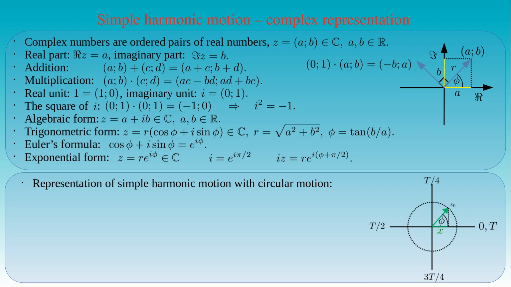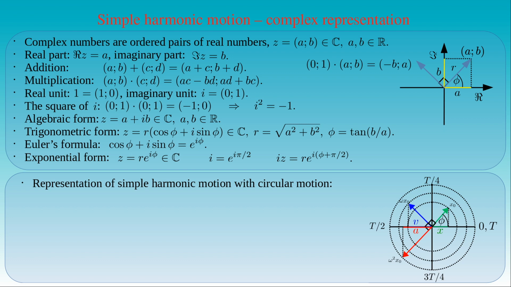The next circle has a radius of omega times x0, which is the maximal speed of the oscillating body. The blue vector represents its velocity, which is perpendicular to the vector representing the displacement. The magnitude of the velocity is given by the projection of this vector onto the x-axis. The third circle has the radius of omega squared times x0, which is the maximal acceleration of the oscillating body. The red vector represents the acceleration, and it points in the direction opposite to the direction of the displacement vector. Its projection on the x-axis gives the magnitude of the acceleration.